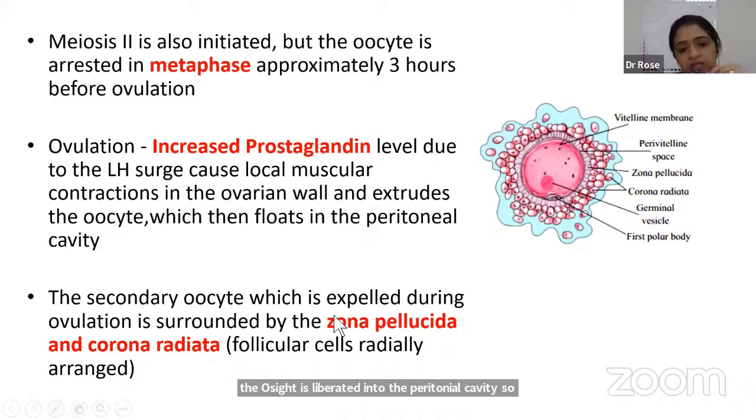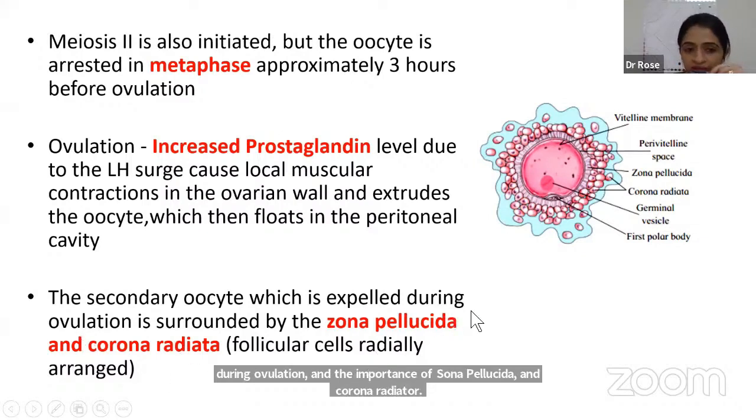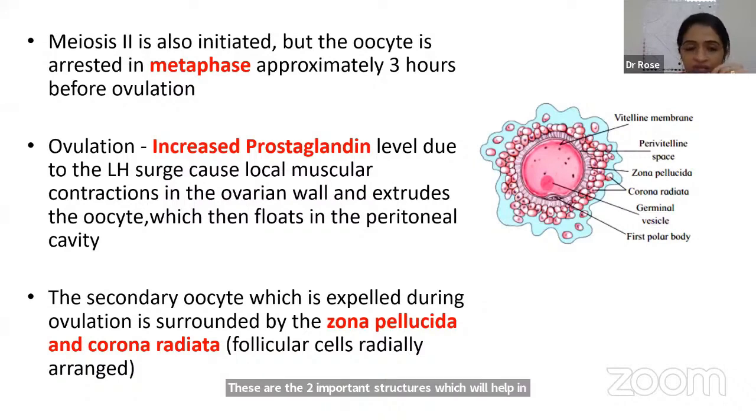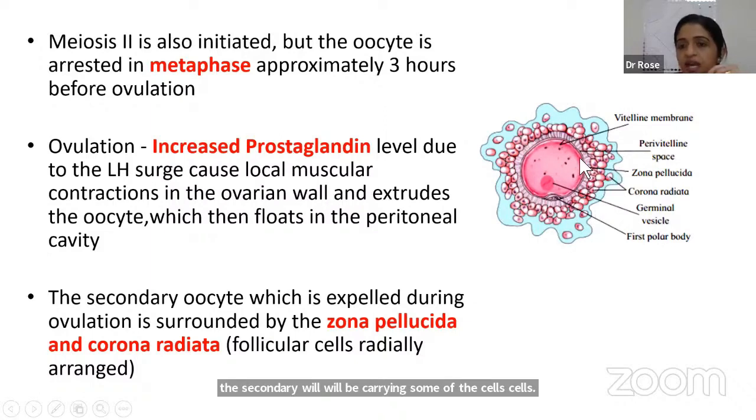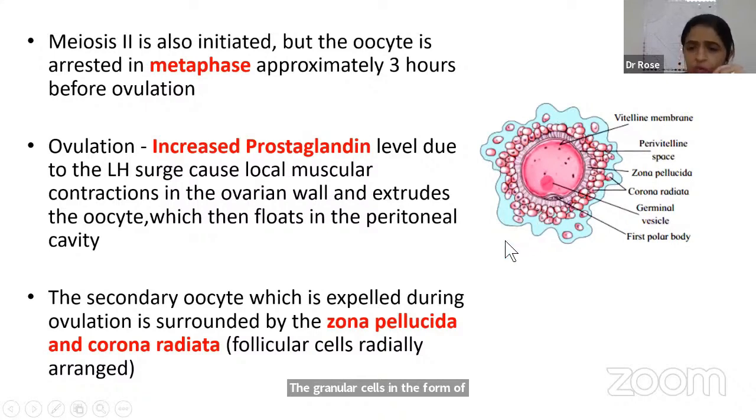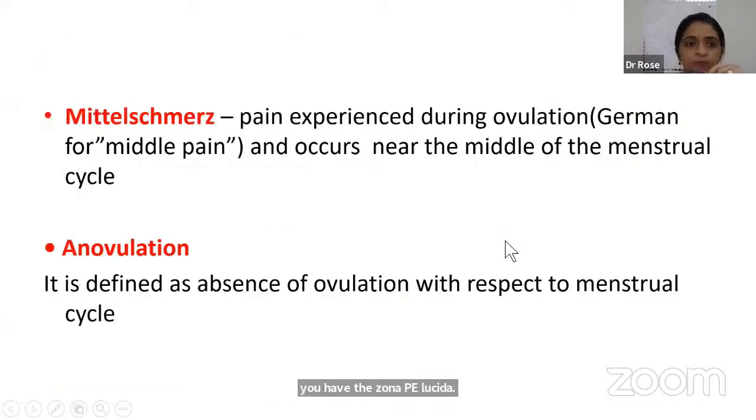Then you have the secondary oocyte, which is expelled during ovulation, and the importance of zona pellucida and corona radiata. These are the two important structures which will help in fertilization and implantation. The roles of it, we will be dealing with later. So the secondary oocyte will be carrying some of the granulosa cells in the form of corona radiata, and you have the zona pellucida. This is the form in which you liberate the secondary oocyte.